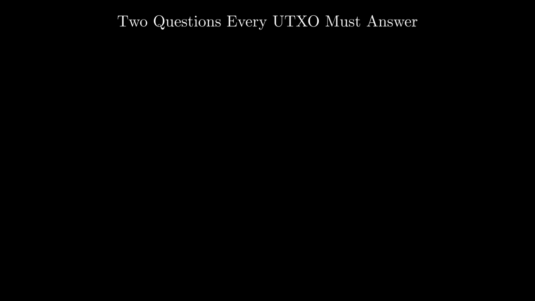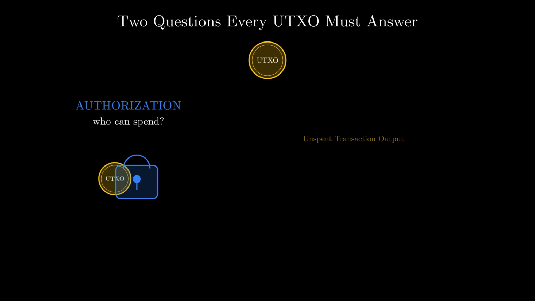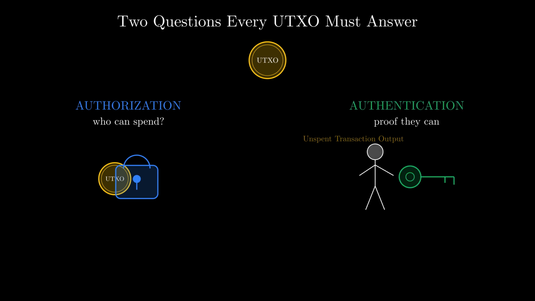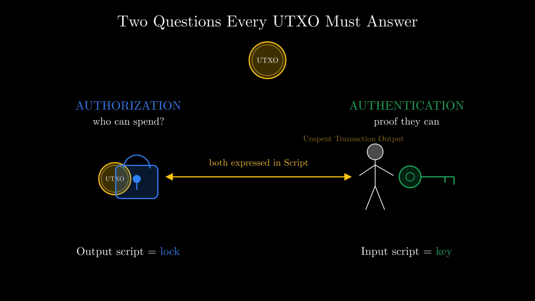To see why this works, start with the two questions every Bitcoin output has to answer. When Alice pays Bob, the coins she sends become a UTXO, an unspent transaction output sitting on the blockchain. That UTXO must specify two things. First, authorization: who is allowed to spend this? Second, authentication: how does the spender prove they're that person? Both questions are answered using the same tiny language called Script. The output script encodes the lock, the conditions for spending. The input script, supplied later by the spender, provides the key that satisfies those conditions.